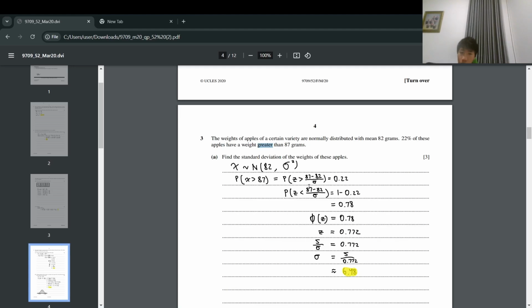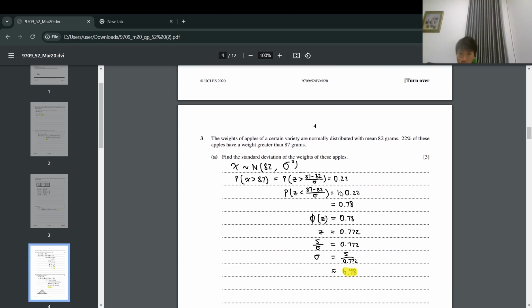However, to match the MF19, as the MF19 cannot detect the one with this symbol right here, it can only detect the one with the less than symbol. So we can just reverse this sign, and then for the probability, it is 1 minus 0.22, as it is normally distributed. So it's 0.78. So the probability of Z less than this right here is 0.78.